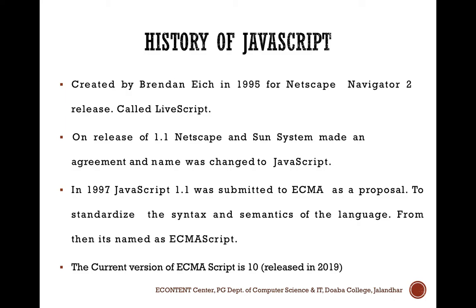In 1997, JavaScript was submitted to ECMA. ECMA is the European Computer Manufacturers Association, which is basically a standardization body, and it made the language open. Then ECMA standardized the language and renamed JavaScript to ECMAScript. Though ECMAScript is not a very popular name, we still call it JavaScript. The current version of ECMAScript is version 10, which was released in 2019.